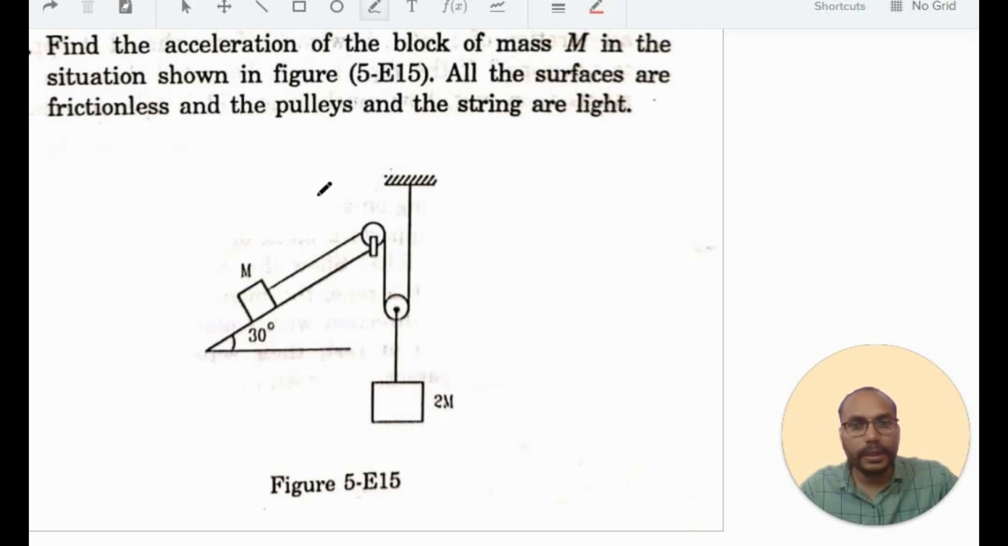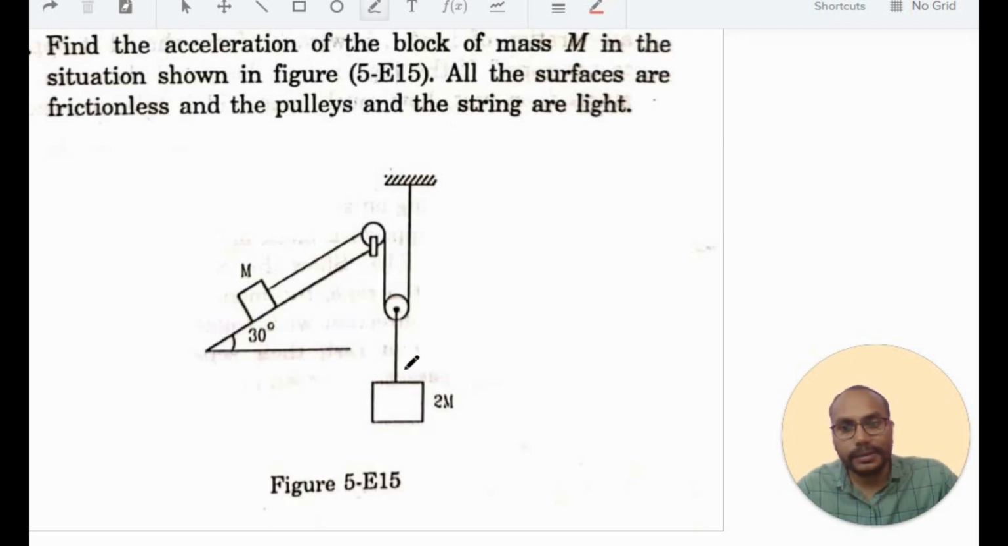Hi, today I am going to explain a laws of motion problem, and this problem is taken from concept of physics. So, see the question: find the acceleration of the block of mass m in the situation shown in figure. All the surfaces are frictionless and the pulleys and the strings are light.